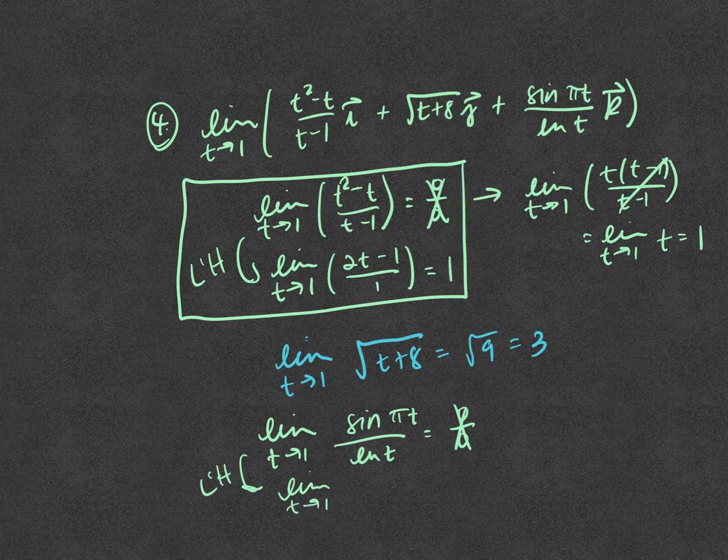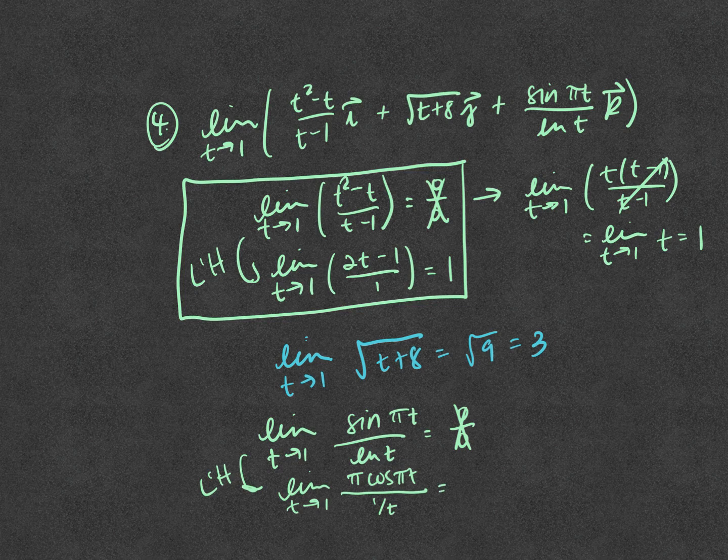I cannot think of a different way for it to be done. So the derivative of sine of pi t is cosine of pi t. Chain rule, the derivative of pi t is pi. I'm going to stick that out front. And on the bottom, the derivative of the natural log of t is 1 over t.